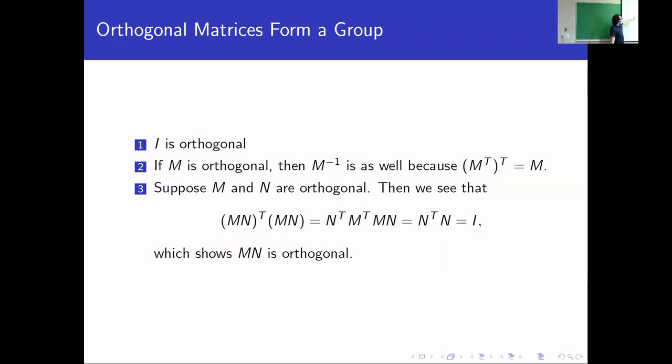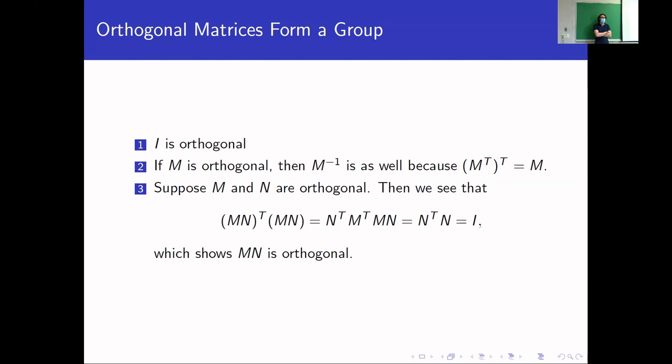So if M is orthogonal, then N inverse is orthogonal as well, because the transpose of the transpose gets you back where you started. There's a word for it, what is it? Idempotent? Warren probably knows: if you apply an operator twice, it's like you did nothing. That sounds about right.